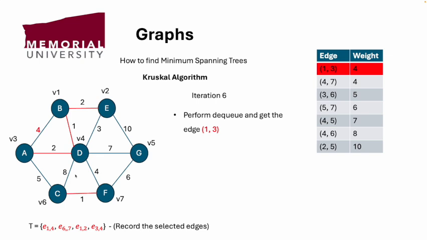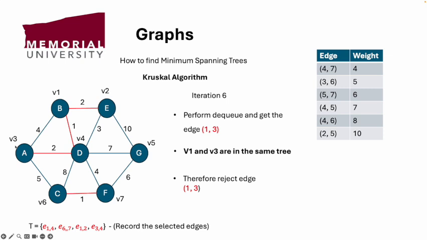Keep going. 1 and 3, this one, right? 1 and 3 are in the same tree, because V1, V4 and V3 are connected. So V1 and V3 are in the same tree. Just reject it.